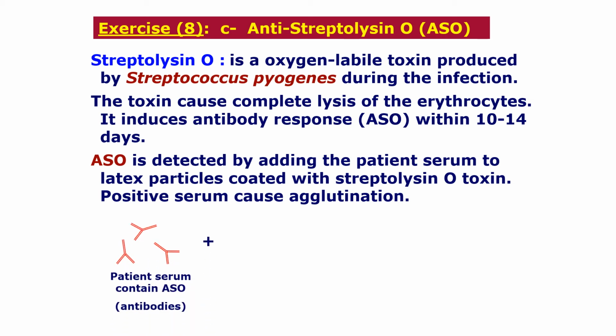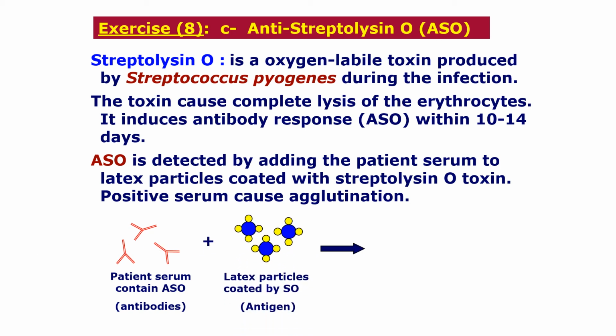We have patient serum which contains anti-streptolysin O antibodies, so we must have latex particles coated by antigen. In this case, our antigen is streptolysin O. It is a toxin itself. When the patient serum and the latex coated particles meet, we will have agglutination.